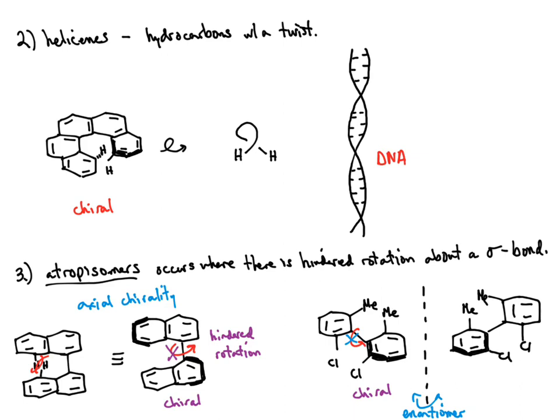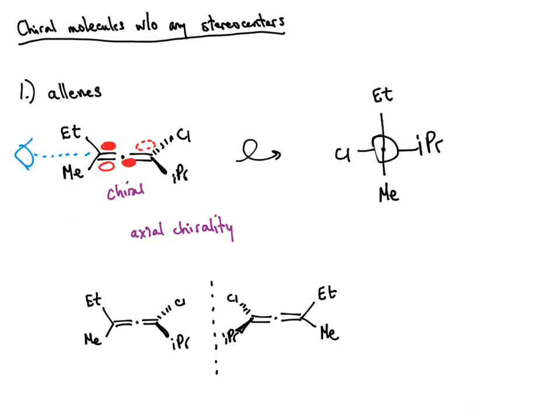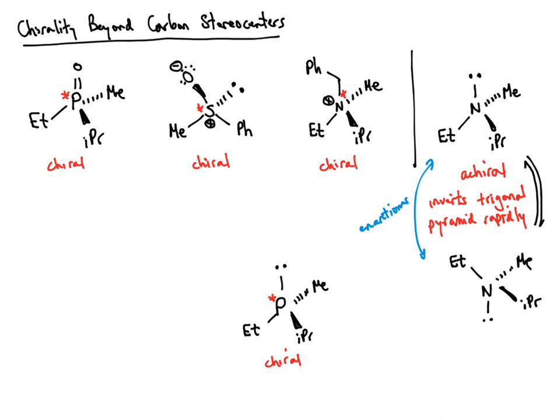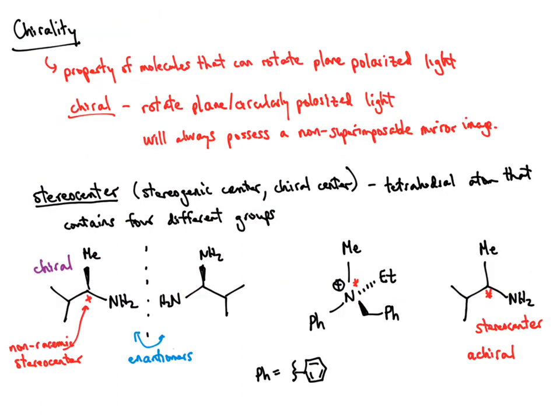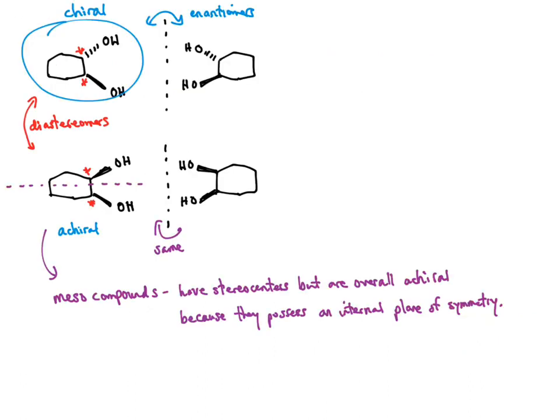Some of those molecules do not contain any stereocenters. Those are the atropisomers, the helicenes, and the allenes. Others don't contain carbon stereocenters, but contain other types of stereocenters, like phosphorus, sulfur, and nitrogen, with four different groups. And then others still will contain a carbon-based tetrahedral stereocenter with defined stereochemistry such that it's non-racemic. It is also true that you will have molecules that are meso, in which they contain stereocenters, but because of an internal plane of symmetry, they are no longer chiral, they are achiral, and they will not rotate plane polarized light.